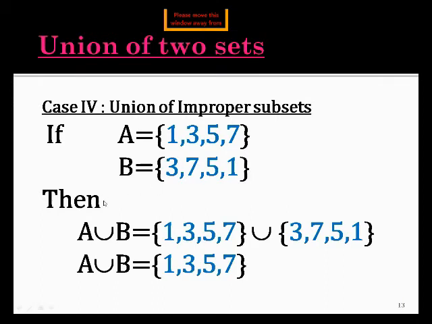Then we have to find the union between these improper subsets. Firstly, we write A union B equals the first set, which is 1, 3, 5 and 7, taking the union with the second set, which is 3, 7, 5 and 1. Because all the elements in both sets are common, we write them only one time, just like 1, 3, 5 and 7. So the union of the improper subsets is 1, 3, 5 and 7. A union B equals 1, 3, 5 and 7.